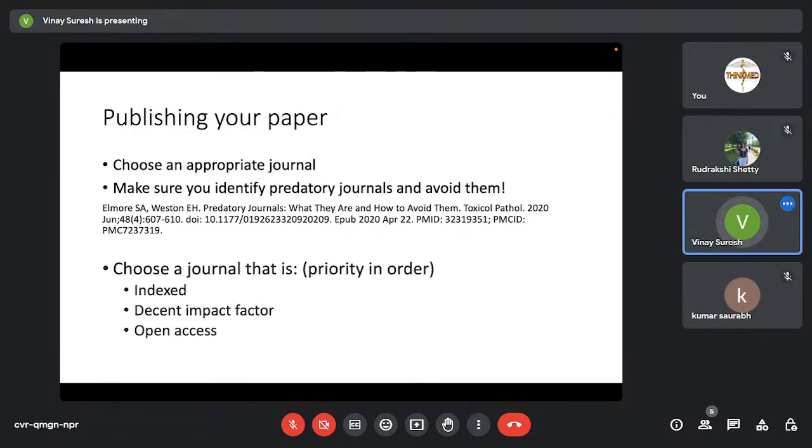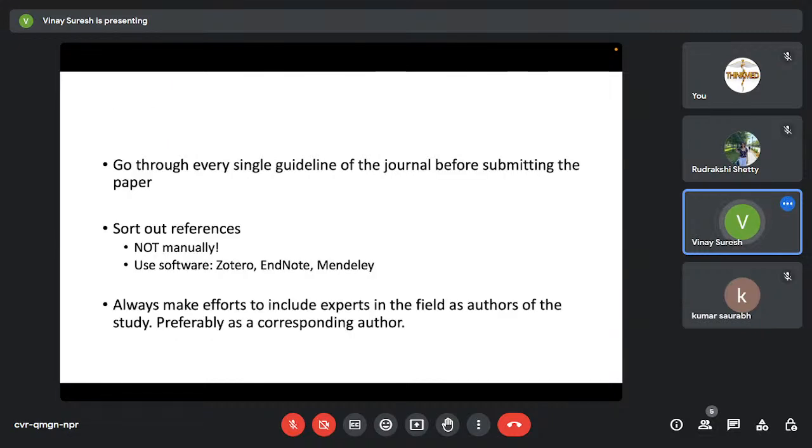And always prefer a journal that is open access, because that would mean that anyone can access it and read it, and you might end up receiving more citations in the long run. Although it's not required, consider these things before you submit to any journal. Go through every single guideline of the journal before submitting, format your paper accordingly, and sort out references.